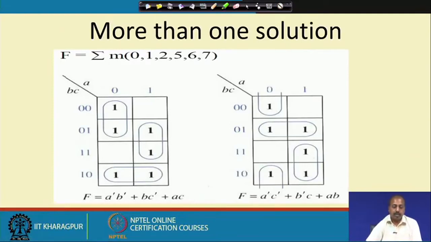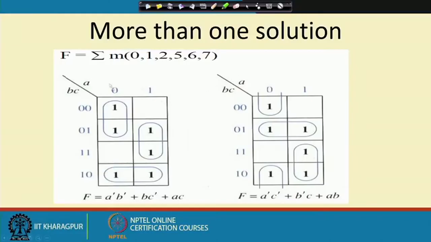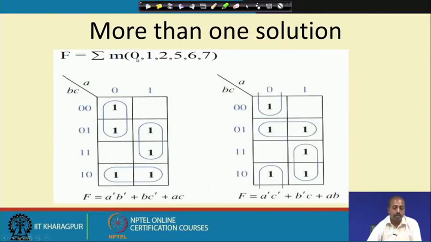So, this means I can have more than one solution. As I have said, the Karnaugh map solution is not unique. Here you see that for the same function consisting of the minterms 0, 1, 2, 5, 6, 7, a 3-variable Karnaugh map.